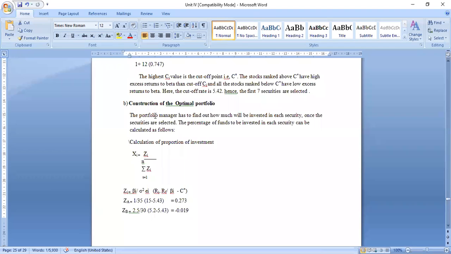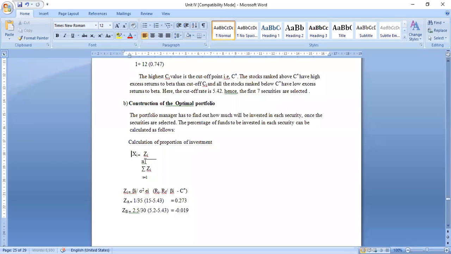Now in this case, the reason for construction of the optimal portfolio is that the portfolio manager has to find out how much will be invested in each security. And once it is selected, the proportion of investment is going to be either 50 each for both securities, or 60 for one security, which would be considered the highest investment, and 40% on the other security, which would be lowest compared to the first. So for that reason we have to find out the proportion of investment. So the percentage of funds to be invested in each security can be calculated as follows. So that is all about calculation of proportion of investment.